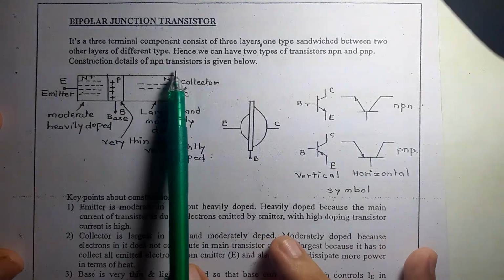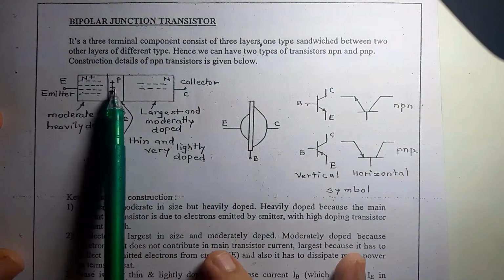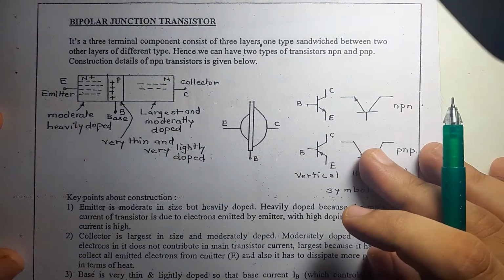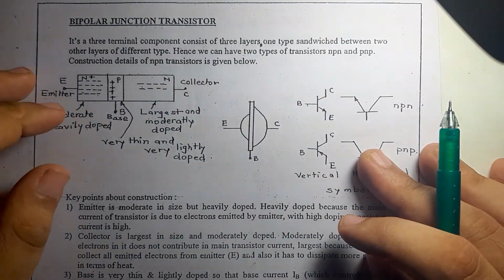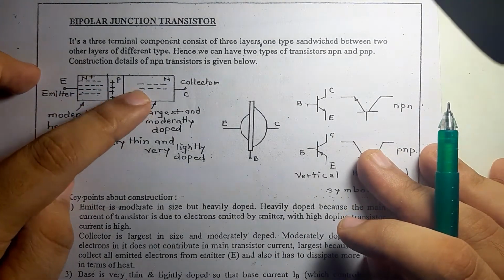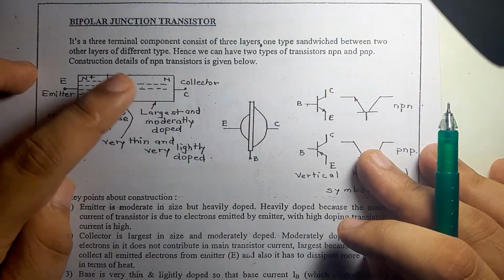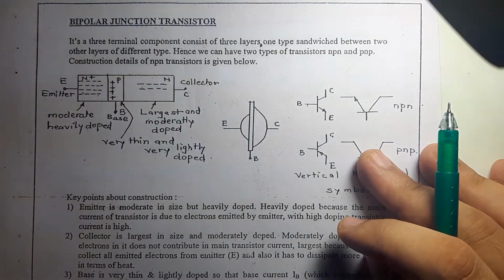Now, the construction details of the NPN transistor are given below. We have three regions for NPN, which are nothing but the emitter, base, and the collector region. Now, why do we call them emitter, base, and collector? Let us go into a little bit of detail.